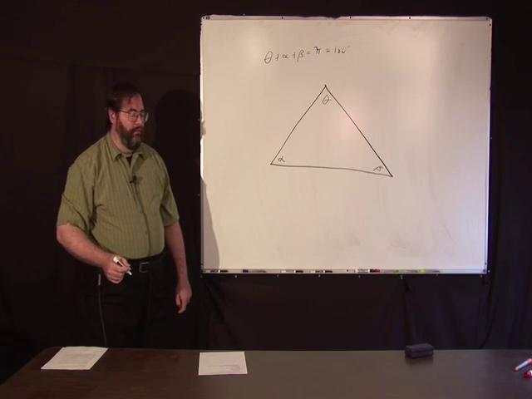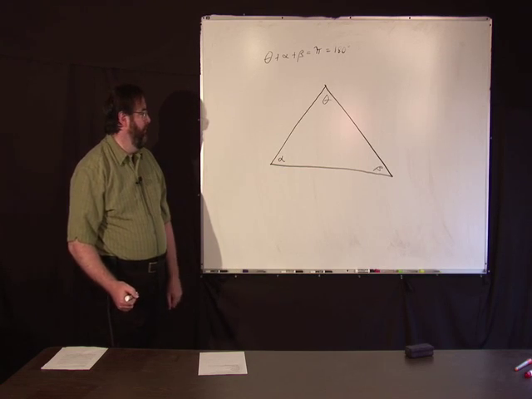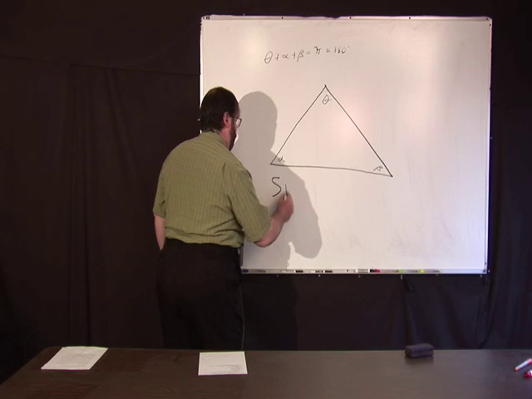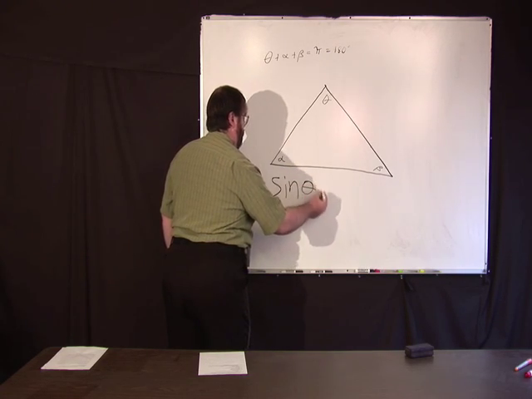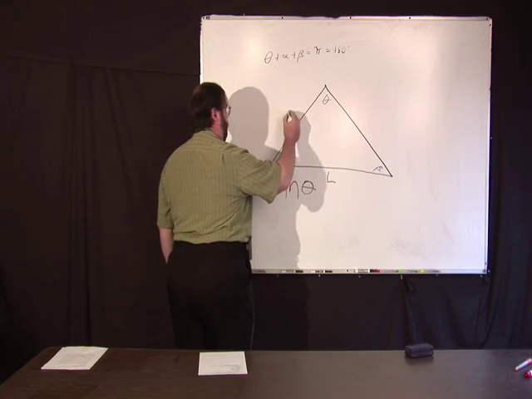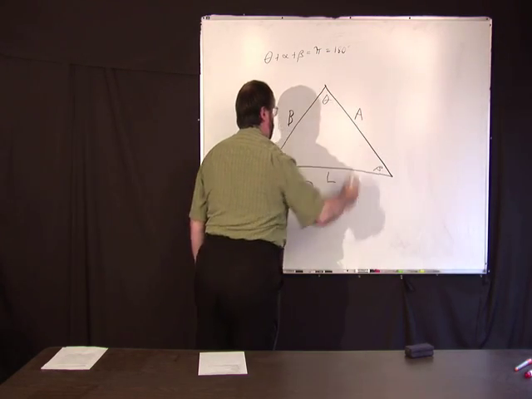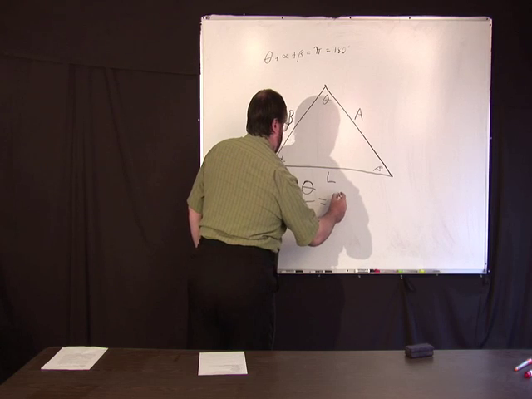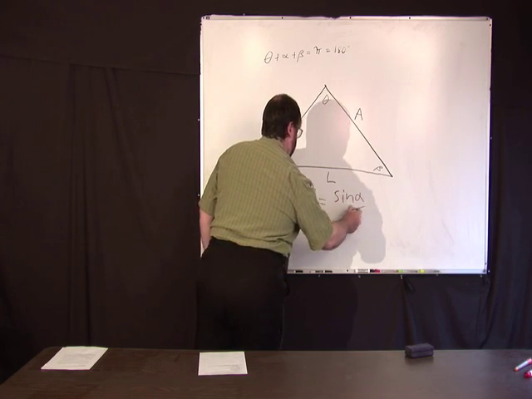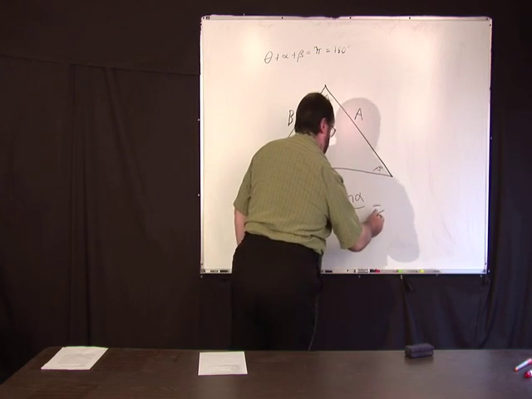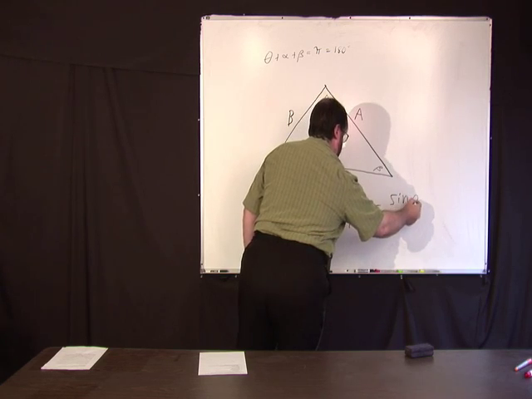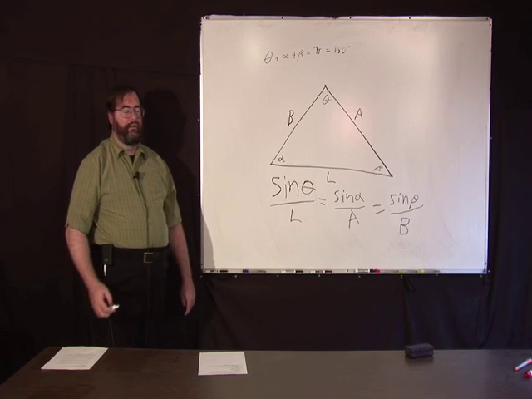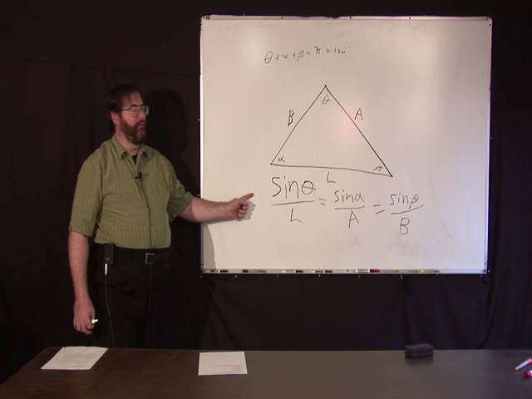The other thing that you might want to know for triangles is something called the law of sines, which says that, letting this length be L, this length B, and this length A, sine theta over L equals sine alpha over A equals sine beta over B. That's true for all triangles. You can do an awful lot with that.